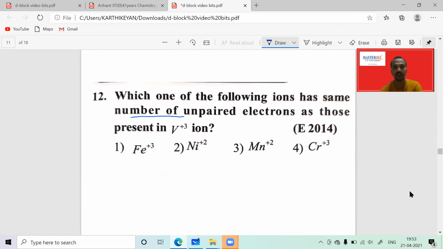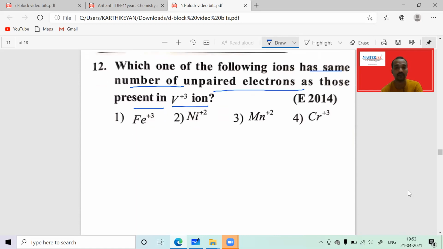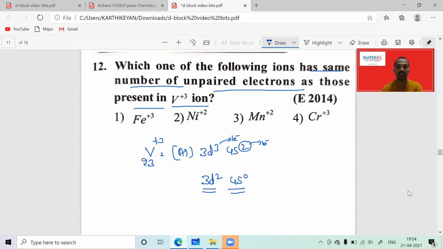Next, which one of the following ions has the same number of unpaired electrons as those present in vanadium +3? Vanadium is 23, whose electronic configuration is argon 3d3 4s2. Vanadium +3 means 2 electrons from here, 1 electron from here, it loses. So what is the resultant configuration? 3d2 4s0. This configuration, who is having it, they're asking here.